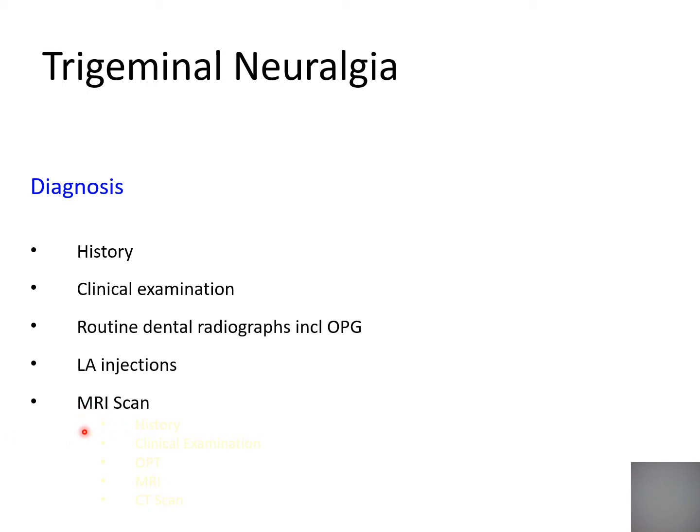Finally, MRI scans. MRI scans remain the gold standard in the diagnosis of trigeminal neuralgia. Firstly, they would rule out any mass lesion in the brain, such as a tumor or a cyst. And then secondly, an MRI scan would help you identify any vascular compression of the trigeminal ganglion in the brain. And obviously, you're not going to perform MRI scans. That would be done following your referral to secondary care as deemed appropriate.